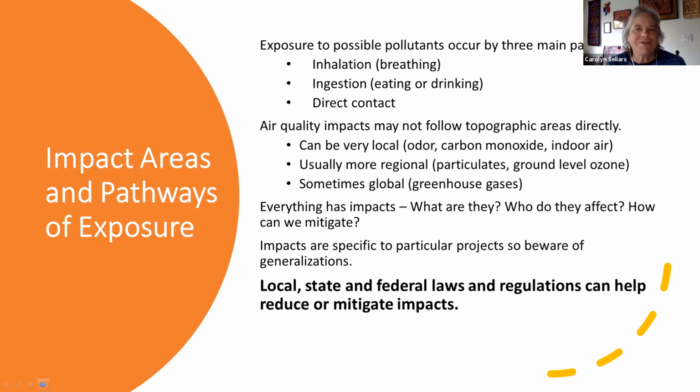Air quality impacts don't necessarily follow topography like watersheds tend to do. Also, air quality impacts can be very different depending on the pollutant and the source. They can be really local, like an odor problem is an air quality problem, right? You might smell it here, but your neighbor across the street won't. Or carbon monoxide at intersections, where one side of an intersection could have a high carbon monoxide level and the other side wouldn't. Some are more regional, and then we have global things like the greenhouse gas problem.